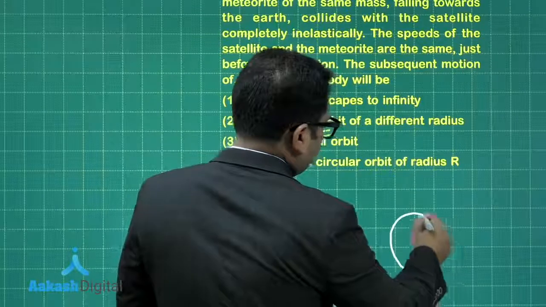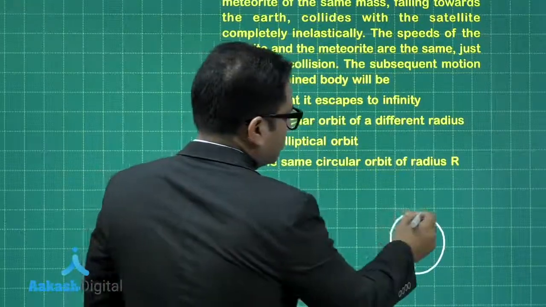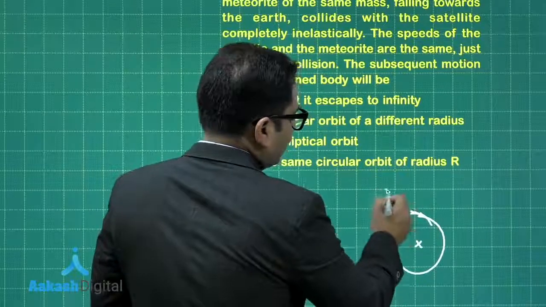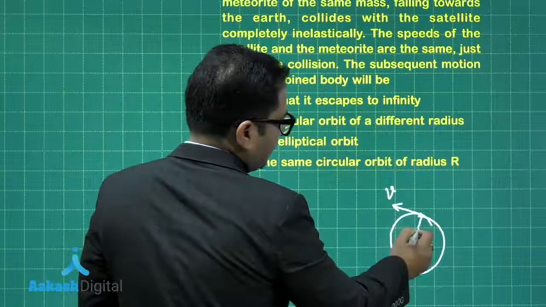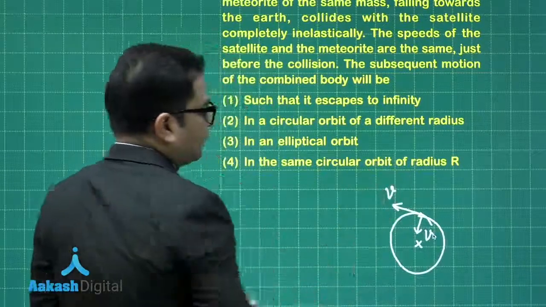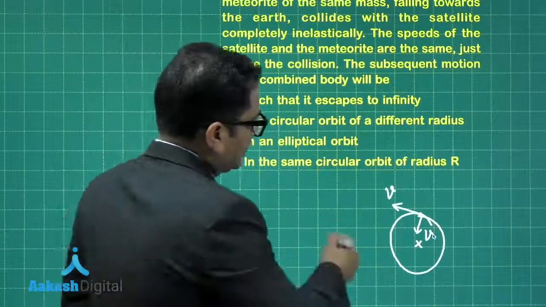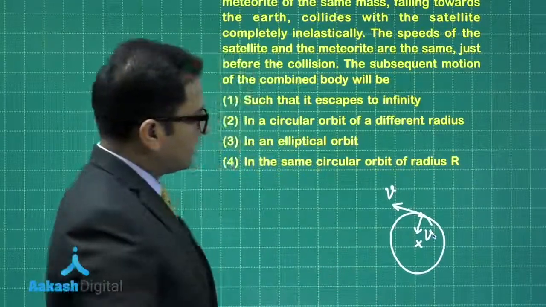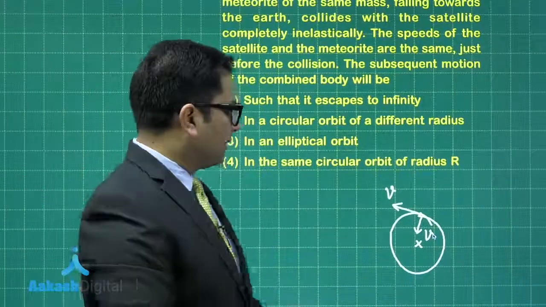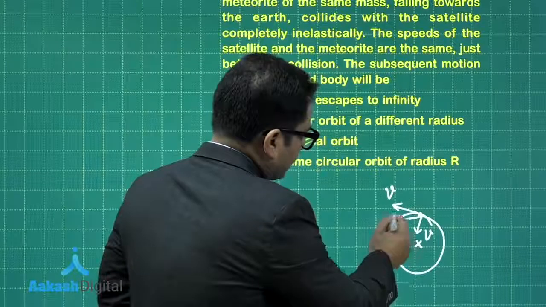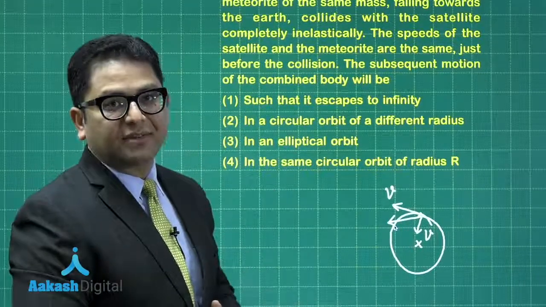Let's see. So here is the circular orbit let me take. Here's the Earth. Now initially the satellite is moving in this direction with a speed v. The meteorite comes in this direction and that is also coming with a speed v. Now by conservation of linear momentum, you can easily calculate what would be the resultant speed, and yes, the resultant speed of course would be in this given direction.